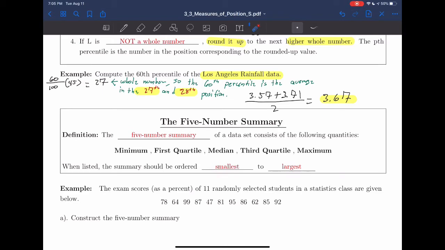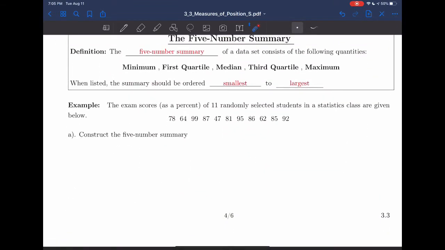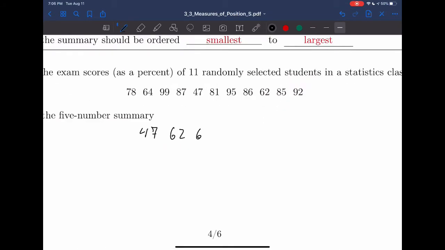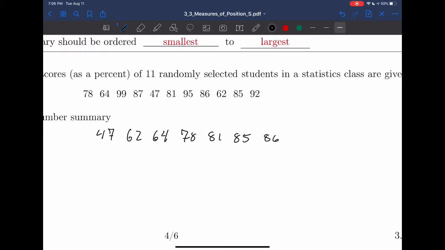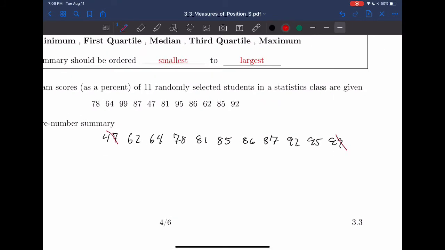So let's look at this example here. Let's say you have these exam scores from 11 students from a stats class, and you want to construct a 5-number summary. Notice that they're not in order, so the first thing you have to do is put them from least to greatest. And once you do that, we want to find the median or the second quartile, since that should be easy. And so our second quartile is 85.